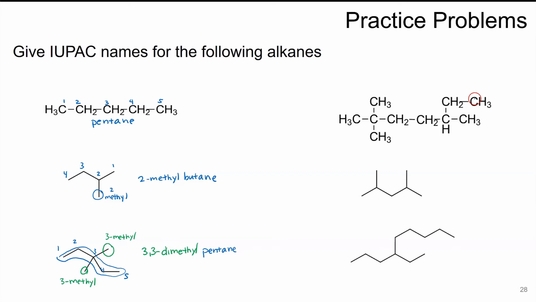In this example, we have the longest carbon chain, 1, 2, 3, 4, 5, 6, 7. If you numbered it the other way, the branch would be coming off of carbon 3. Here it comes off of 2. I have a 2-methyl. This is 2-methyl.